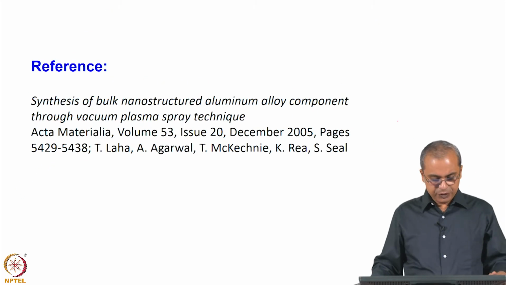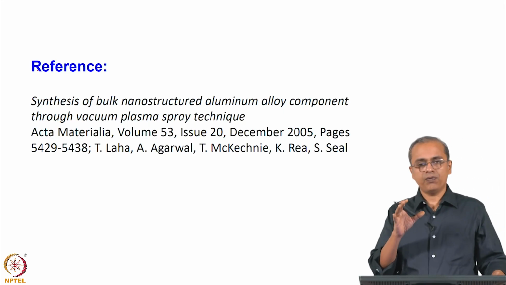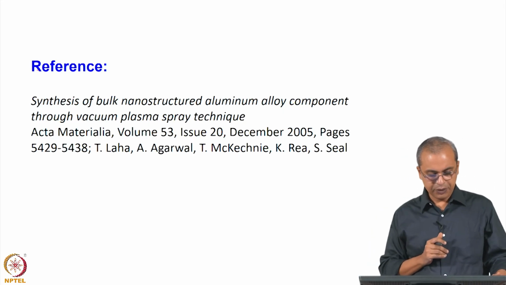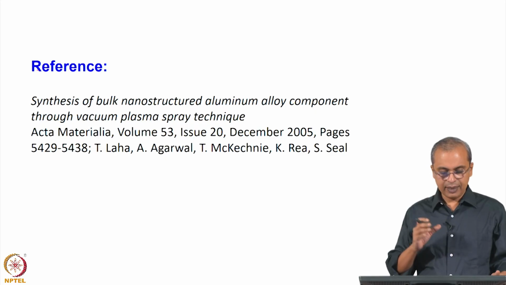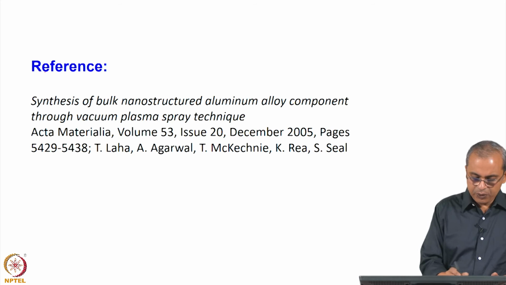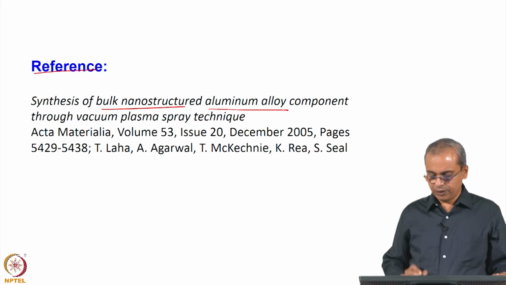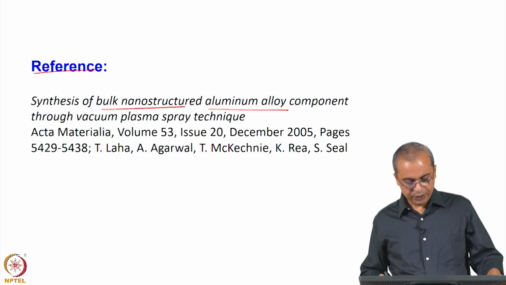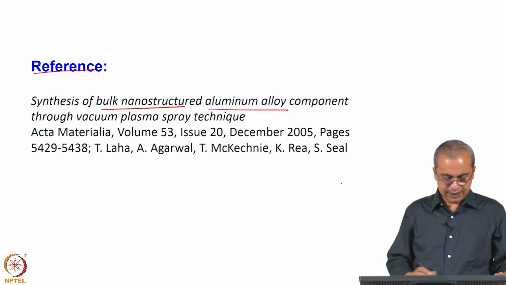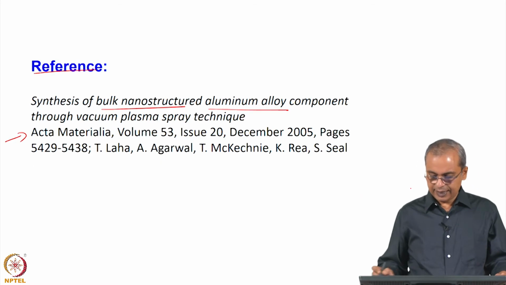So, if you see here, what we spoke about is the general idea of what you can do with this particular kind of technique and the kind of conditions that are required for using it. I am giving you a reference here. It says synthesis of bulk nanostructured aluminum alloy component through vacuum plasma spray technique. This is an ACTA MET paper, so it is a very good journal, and the details are given here.